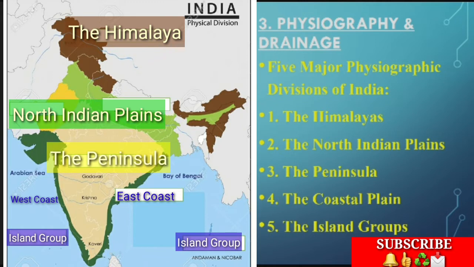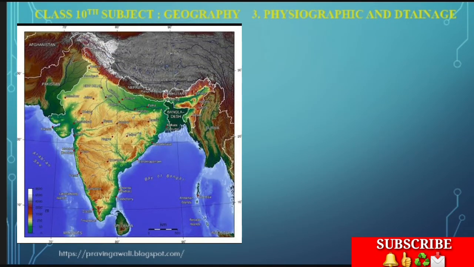Okay students? So these are the major physiographic divisions of India: the Himalayas, the northern Indian plains, the peninsula, the coastal plains and the island groups. Students, you can see in the map so that you can understand these major physiographic divisions of India. Now students, we shall study one by one the divisions of India. First of all, let's try to understand the Himalayas.